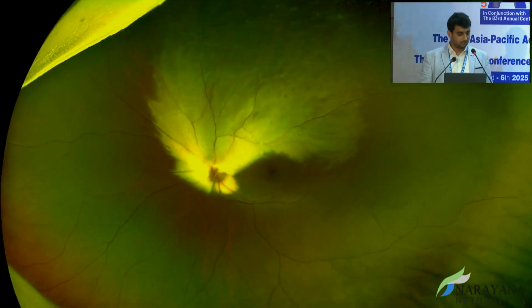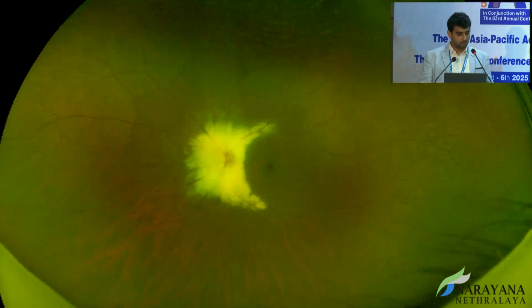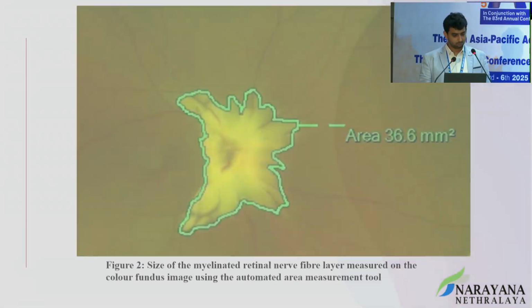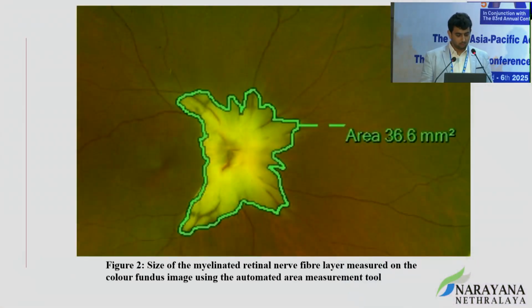This is a type 1A case. Type 1B with superior and inferior MRNF, and type 1C, which was inferior. Using an area automated measurement tool, we calculated the area of the MRNF.